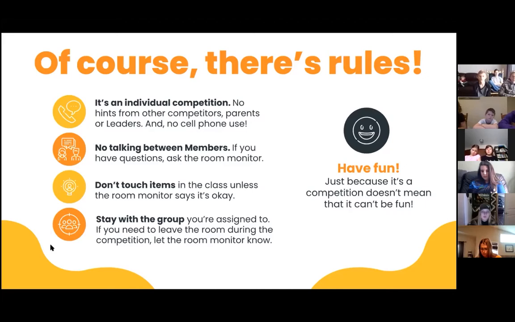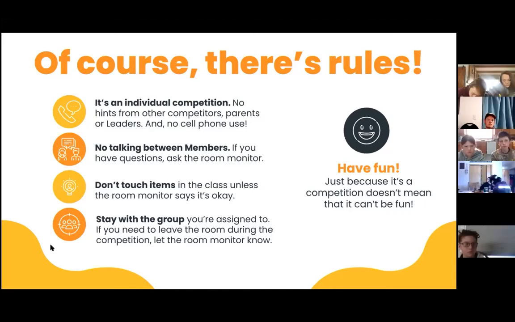Please, no cell phones. Can you believe that we actually had people texting answers to competitors? We had to threaten to take away their phones. Another thing that we need to talk about is don't touch the items in the class unless the room monitor says it's okay. Businesses have provided them for our use. Please don't break them.